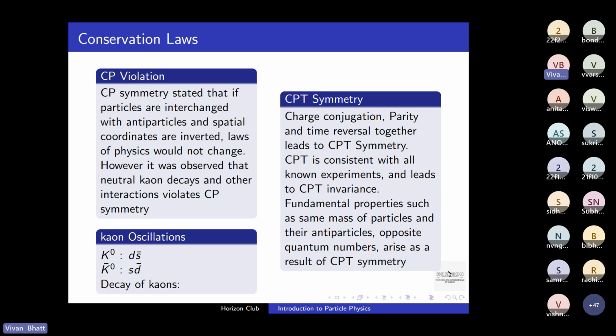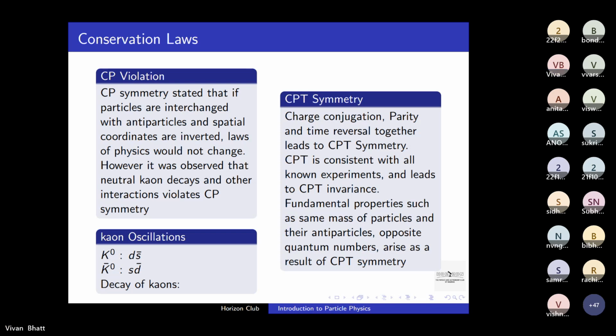The K0 is made up of a down quark and an anti-strange quark, and the K0 bar is made up of a strange quark and an anti-down quark. So when you take the charge conjugate of the K0, the down goes to an anti-down, and the anti-strange goes to a strange.